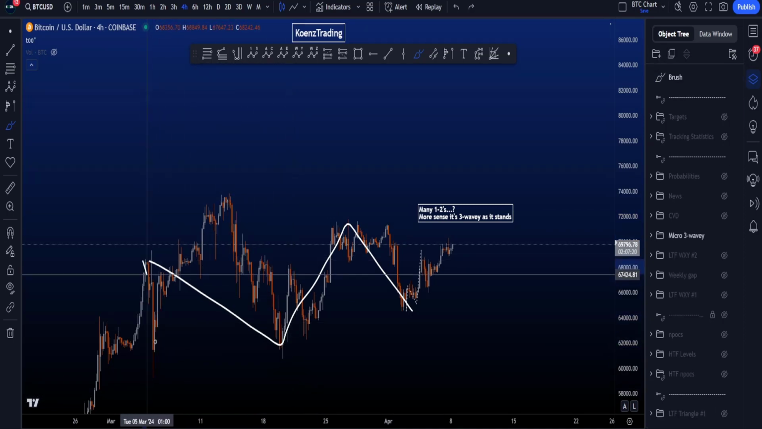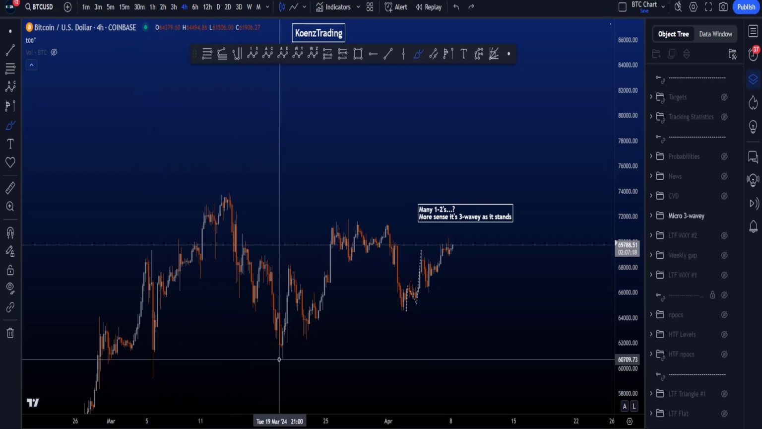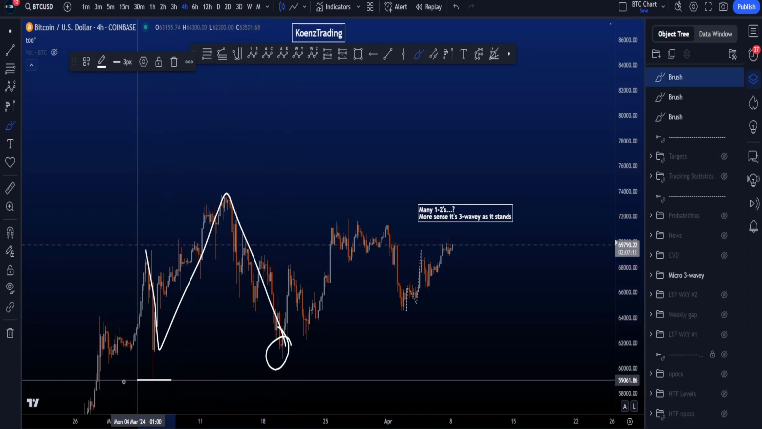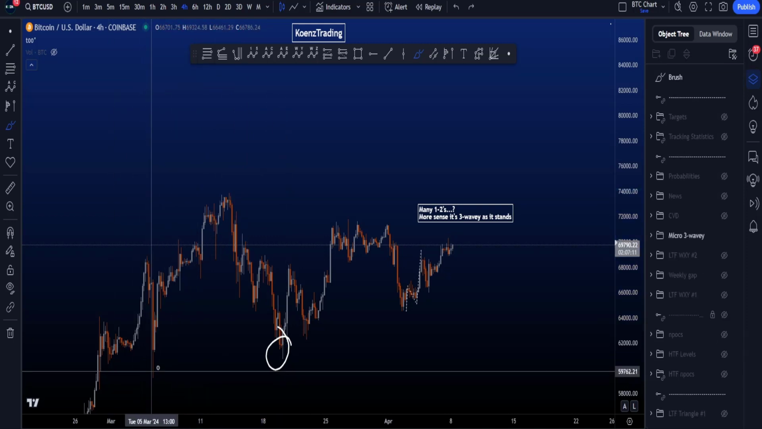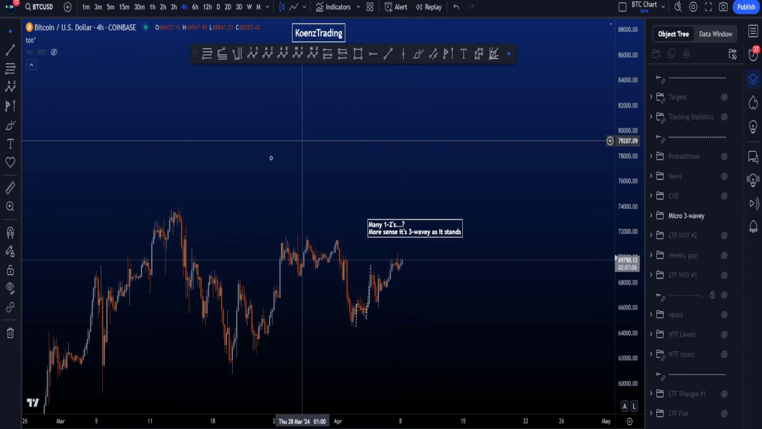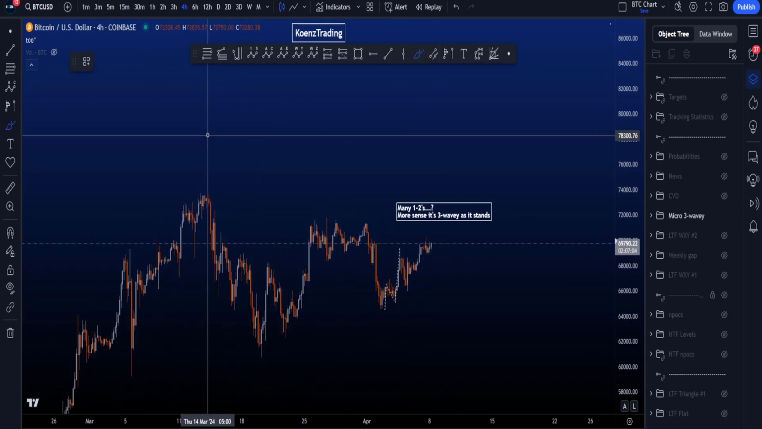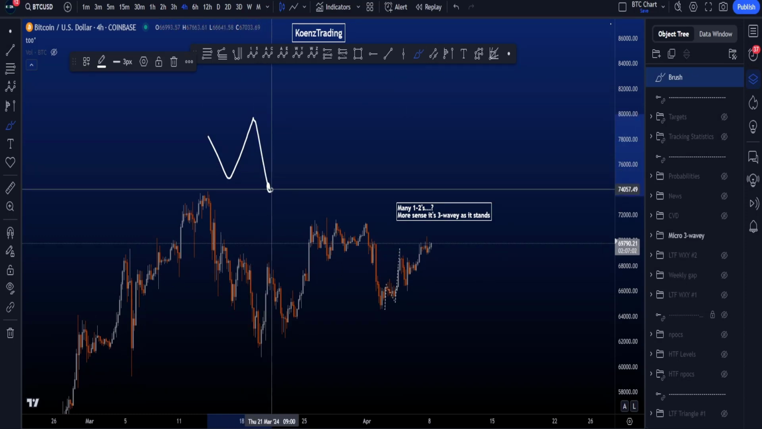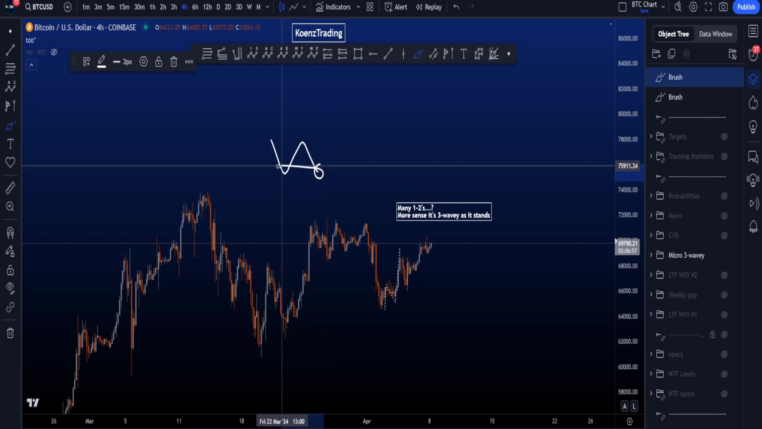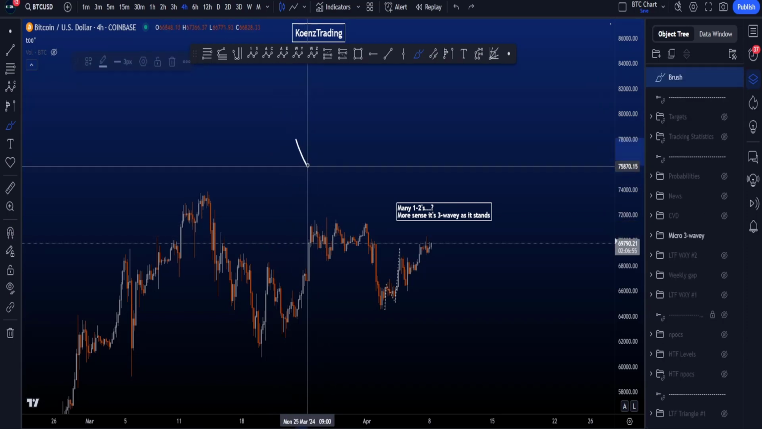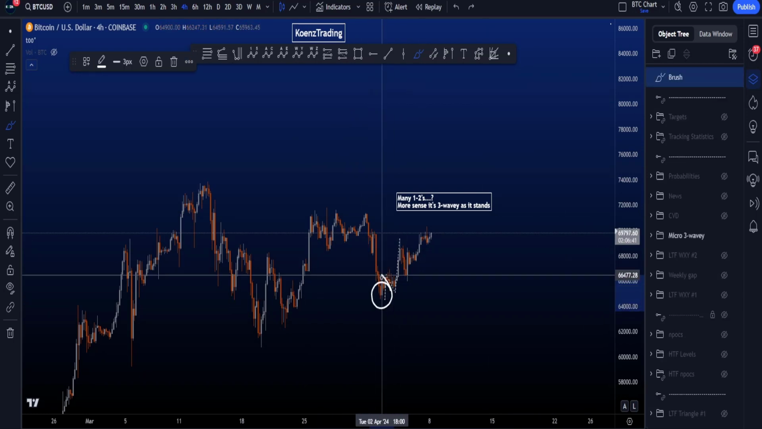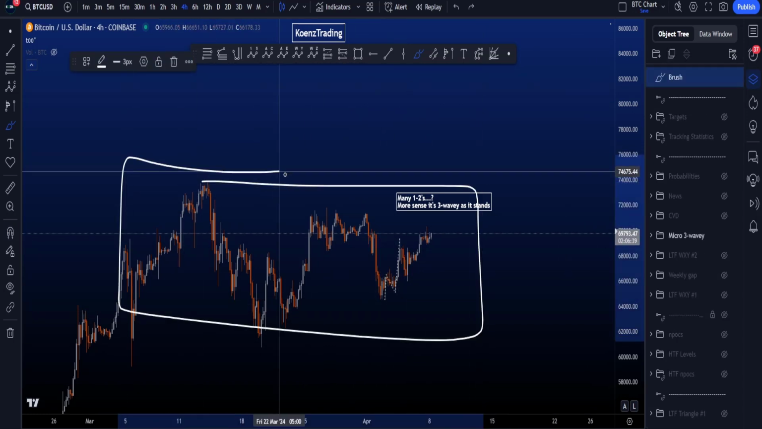So the fact that the probabilities are higher that this is a 3-wave structure reduces the probabilities that this is a flat. Besides, if this is a flat, then it has to be a running flat, because wave C in the A, B, C did not take the low of wave A, which is very rare, as a running flat is the most rare flat pattern of the three. You have the expanding flat, where you expect wave B to take the high and C to take the low, a regular flat, which is more like a ranging structure, where you also expect C to take the low, and then you have the running flat, where C doesn't take the low. Now, that being said, it reduces the probabilities that this is the end of this range over here.